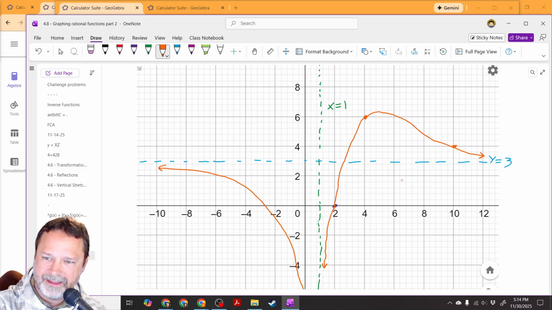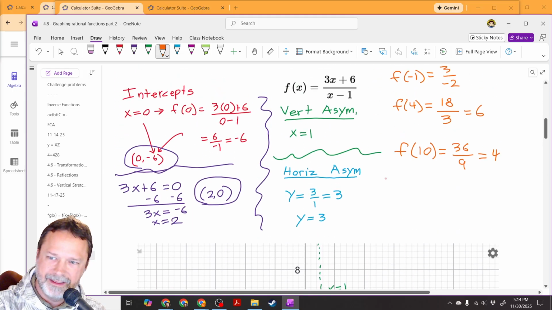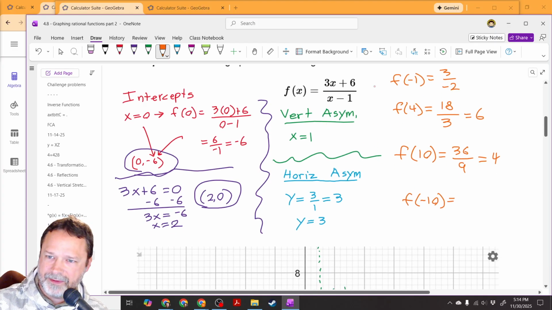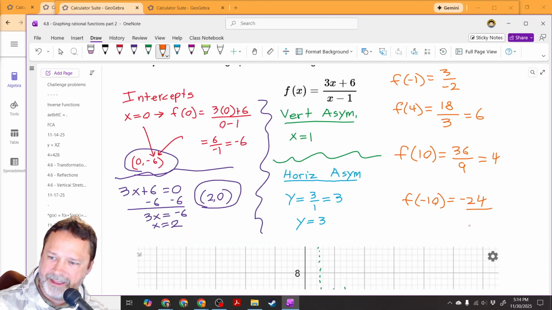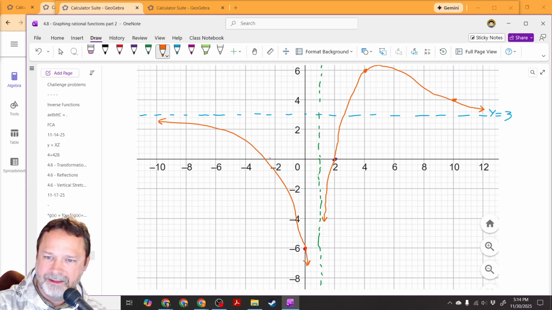So there's a nice lesson for us. It is very, very good to test a few extra points. Let's do one more then, f of negative 10. F of negative 10 is going to be negative 30 plus 6, negative 24 over negative 11. And that's around positive 2. Yeah, we had this one about right. That one's not so bad. So that's the way it's going to look here.